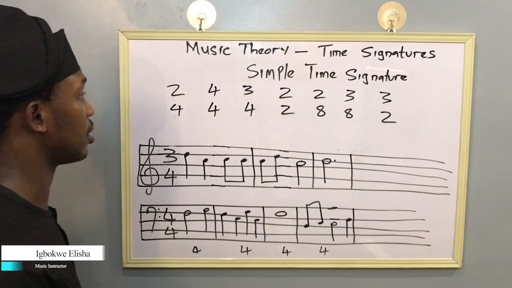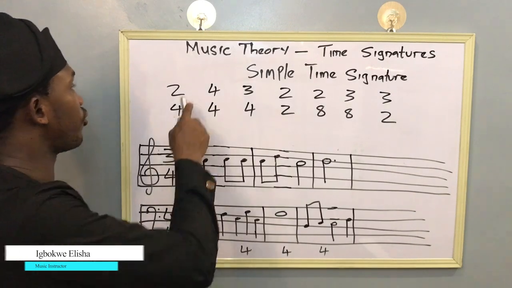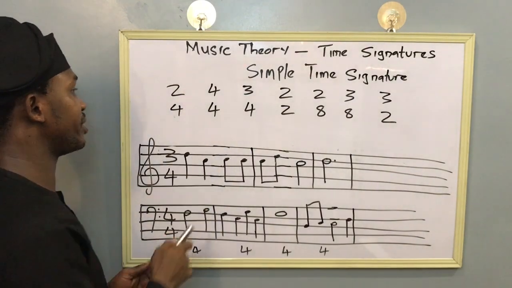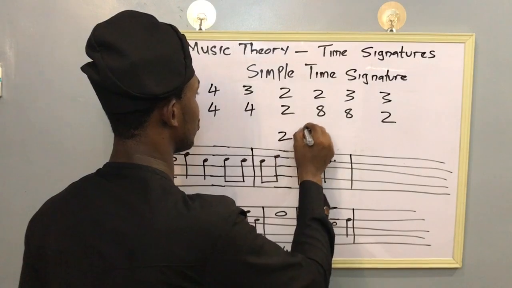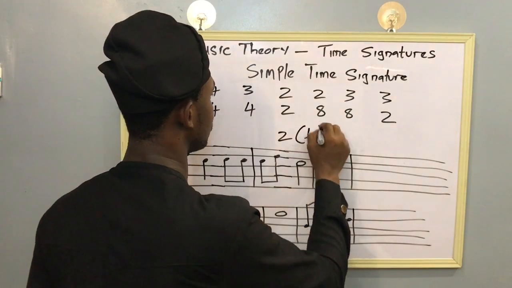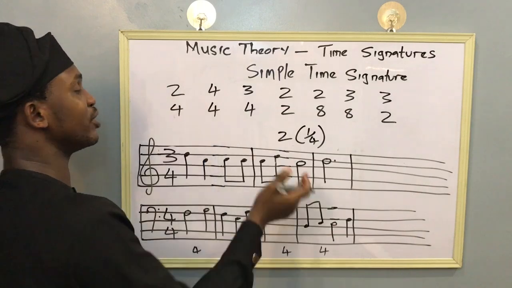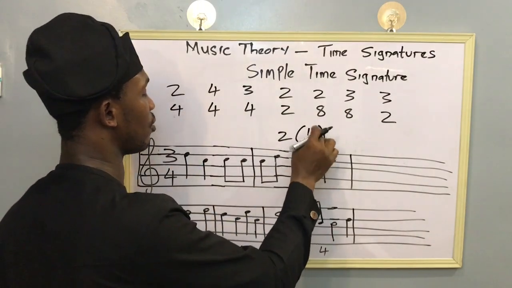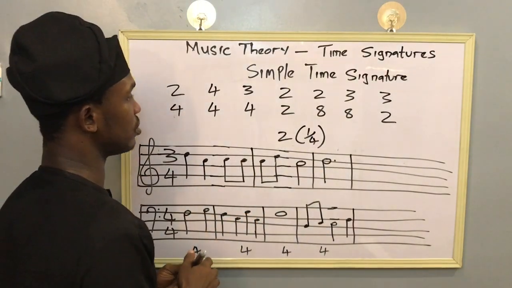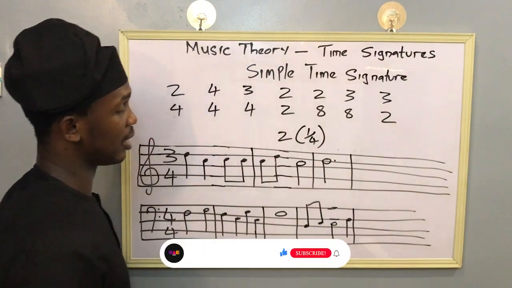So just for reminder purpose, 2/4 means 2 crotchet beats in a bar. You can write it just for you to remember, 2 crotchet beats in a bar. So 2 top number, 2 beats, and then the beat of which note? 4, which is 1/4. Okay, so this is a way to remember this.